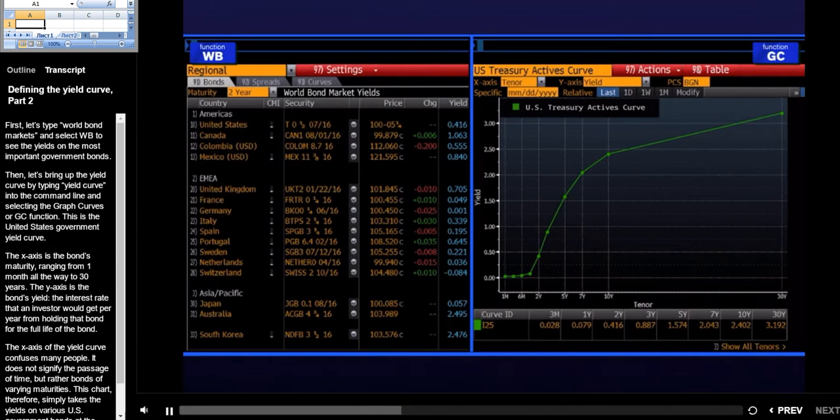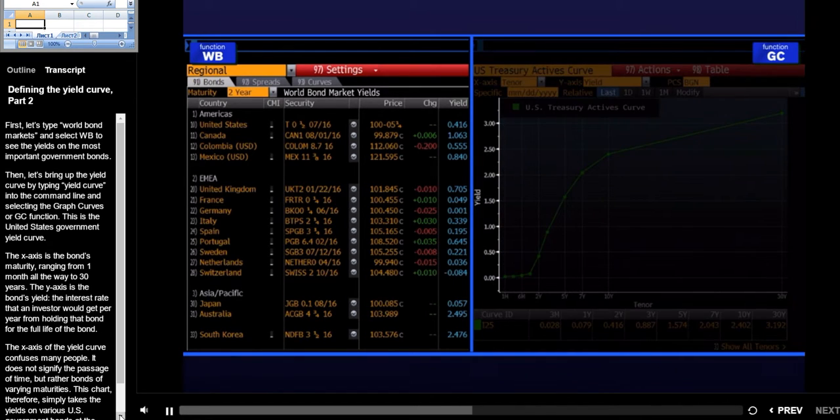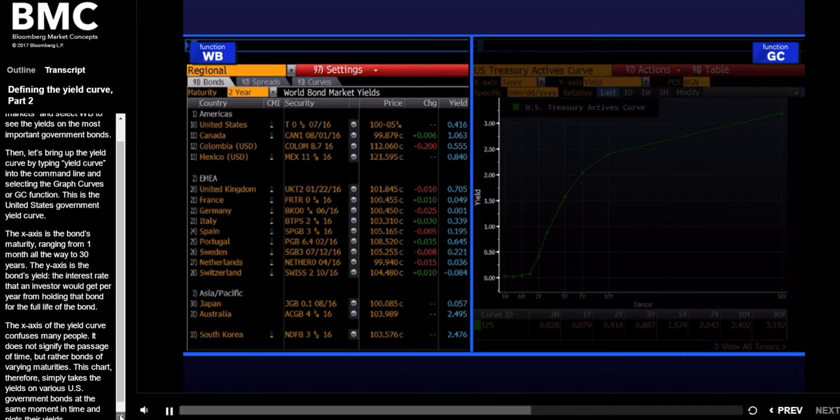The x-axis is the bond's maturity, ranging from 1 month all the way to 30 years. The y-axis is the bond's yield, the interest rate that an investor would get per year from holding that bond for the full life of the bond.